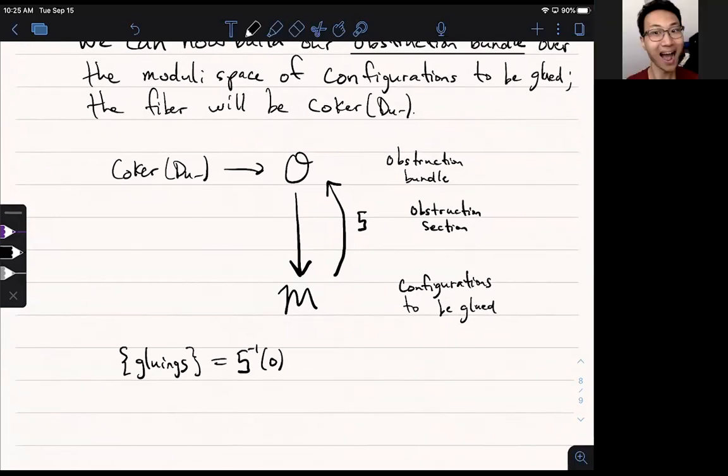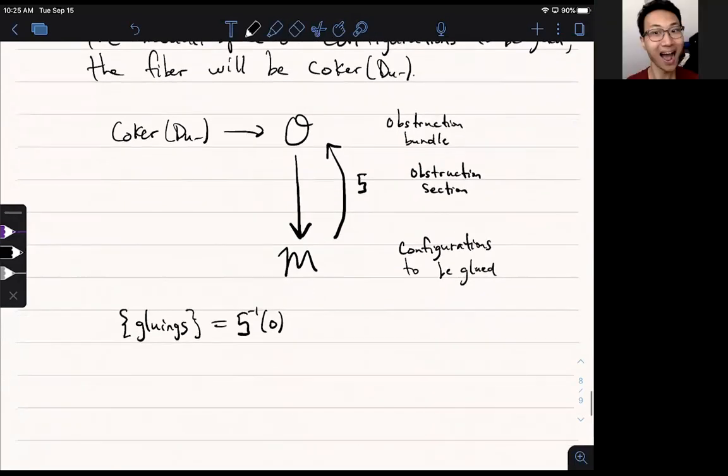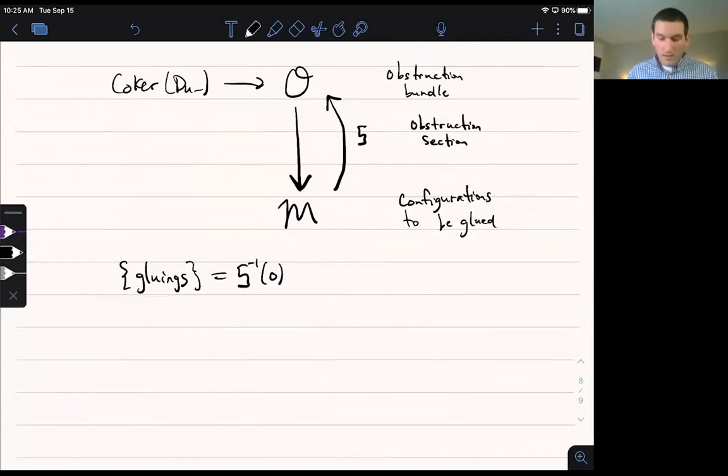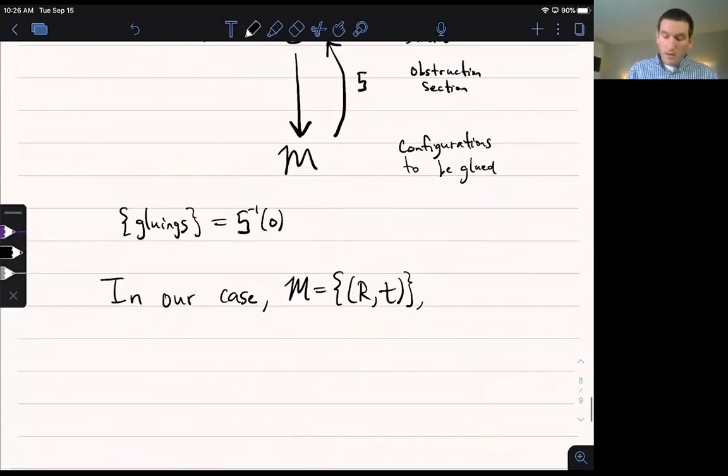Can you say what the configurations to be glued are? And where the gluing parameter actually enters this picture? Yeah, so I tried to draw this picture somewhat generally because we'll need it throughout the semester. But in our case, M is just going to be this choice of R and T. The bundle will be trivial because we're not varying U minus.